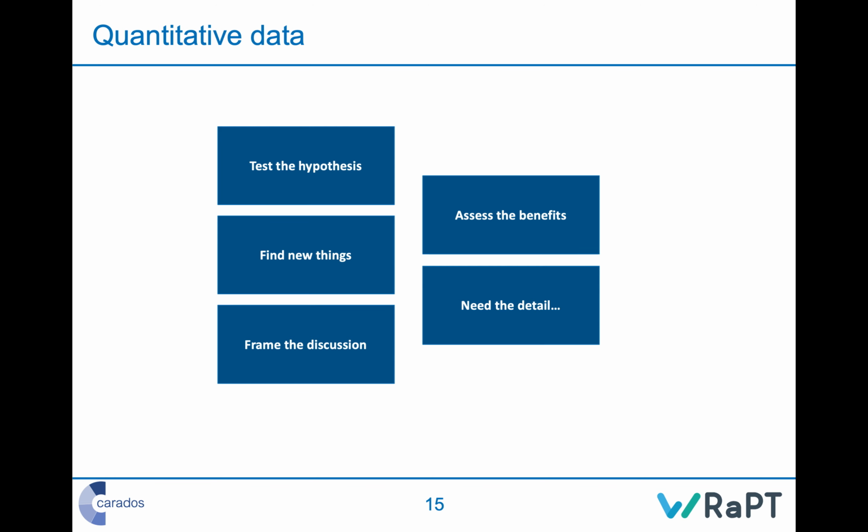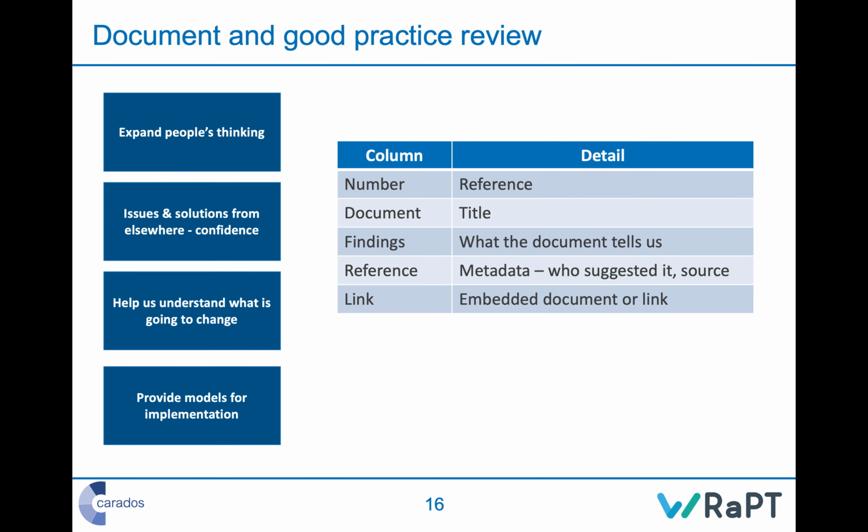I guess one of the key things, though, that we like to do as part of gathering data is the document and good practice review. We talk about this in the WRAPT Redesign course, of course. We talk about using STAR as part of this, and we talk about using the internet to actually work out what is available, or what information's available.